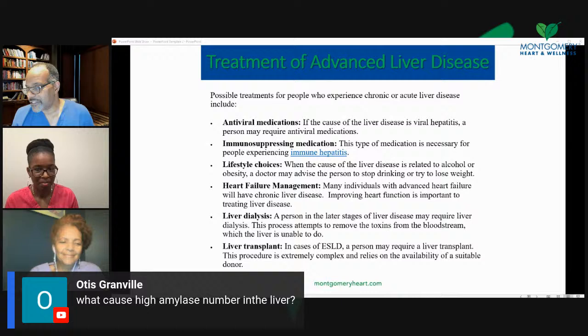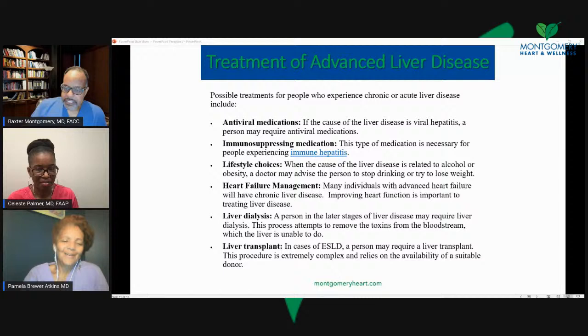Yeah. Amylase is an enzyme for the pancreas. Amylase and lipase, those are pancreatic enzymes. Now the liver can indirectly contribute to that because you can develop gallstones and have a gallstone pancreatitis. And so you can develop elevated amylase, but it's usually due to inflammation in the pancreas.